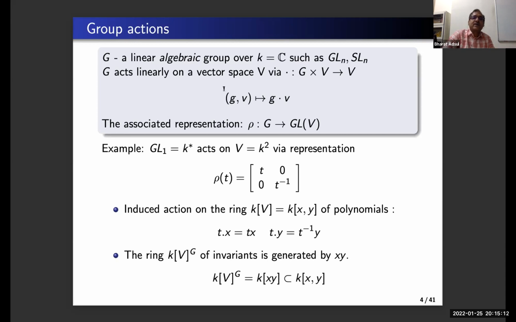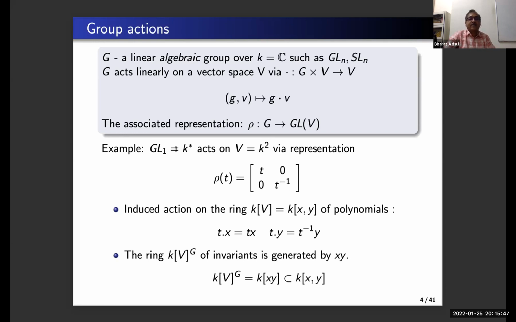Corresponding to a linear action, we also have the representation rho, which for every group element associates the corresponding invertible operator on V given by this action. Here is a simple example. Suppose I look at K star, which is 1 by 1 invertible matrices, and it acts on this two-dimensional vector space K^2 via this representation. The group element t is mapped to this 2 by 2 invertible matrix, diagonal with entries t and t inverse.